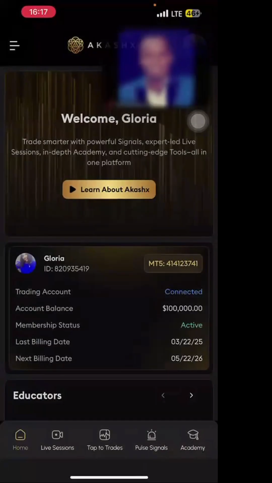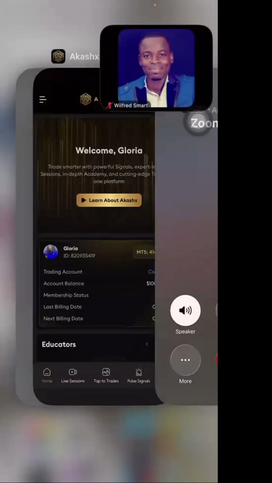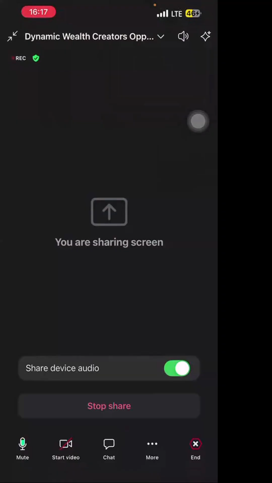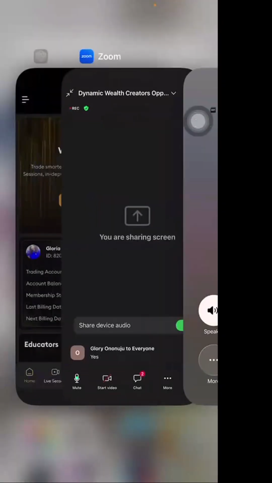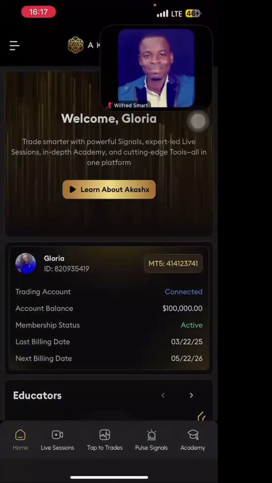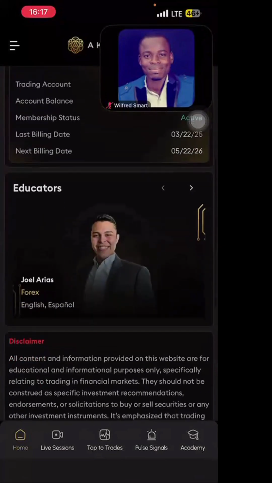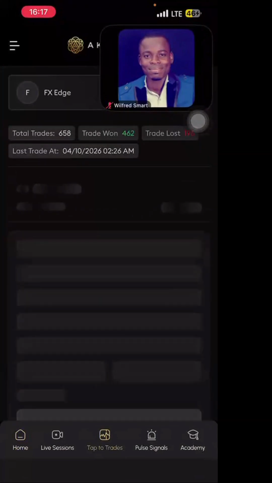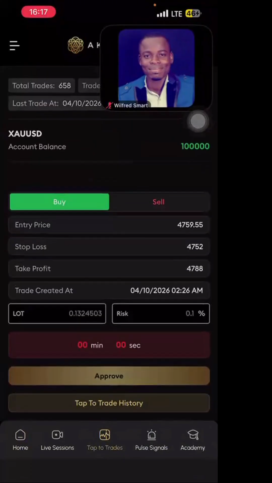So what I will do is that I will give this. Is my screen still sharing? Okay, I think it's still sharing. Can you guys still see my screen? Because I want to go back to Akashx. If you can see my screen, please. Okay, yes. So because of my time, I just connected this account. So from tomorrow, once the Akashx educators call a trade, I'll just click on tap to trade. It's connected. When they call a trade, I'll just approve it.